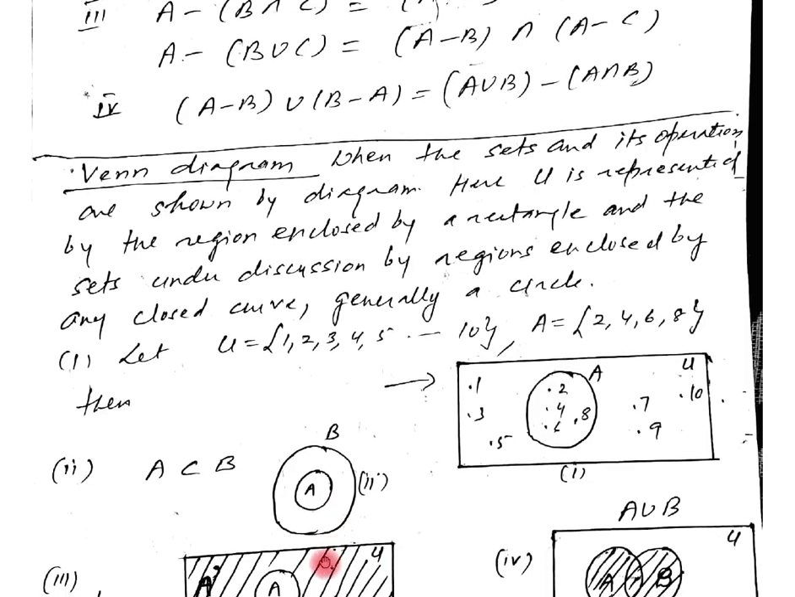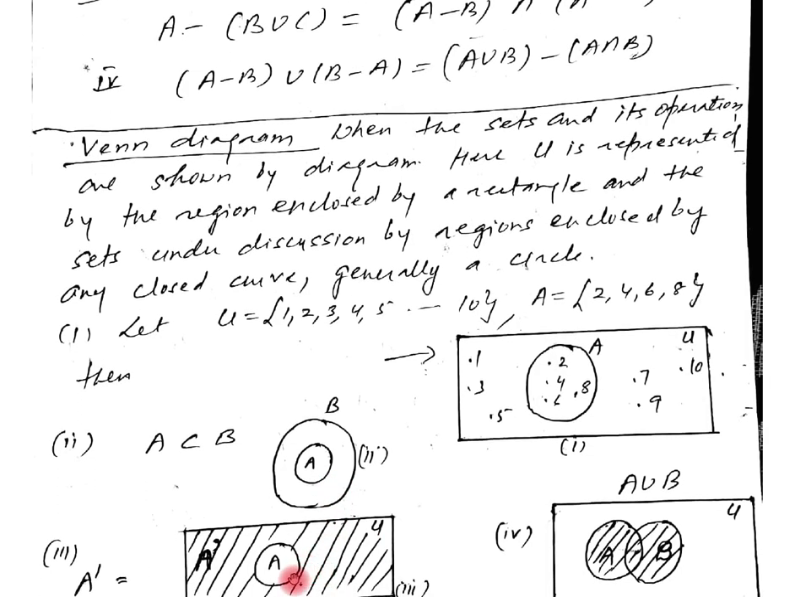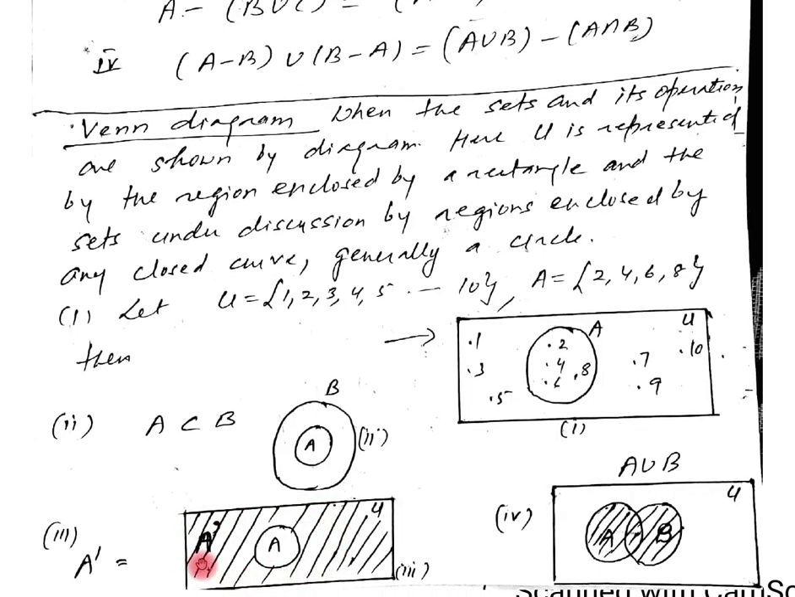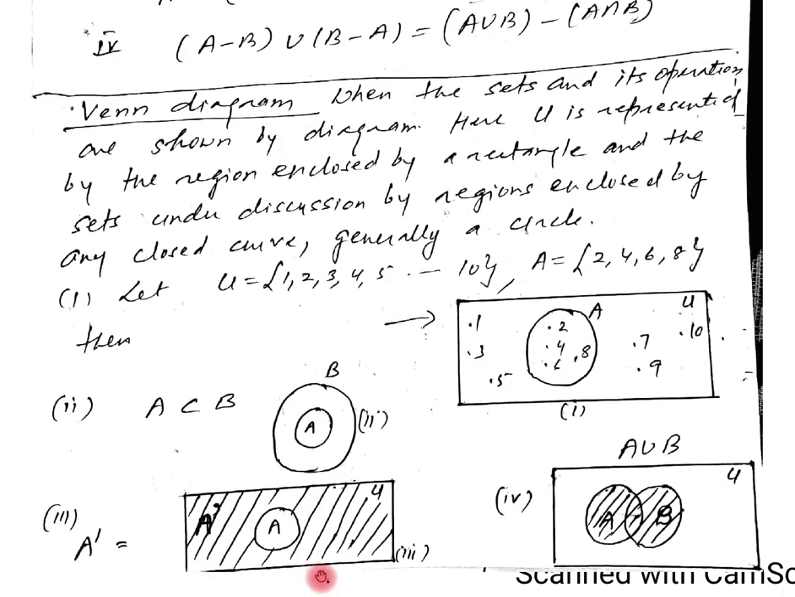Similarly, let us see another operation. We have to show A dash. How can it be shown? A dash is always defined when U is given, and U is represented by this rectangle. Now this will be A. A dash will be the elements of U which are not in A. So if this portion is A, then this whole remaining portion is A dash, the complement of A.